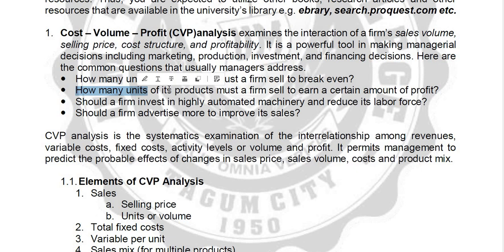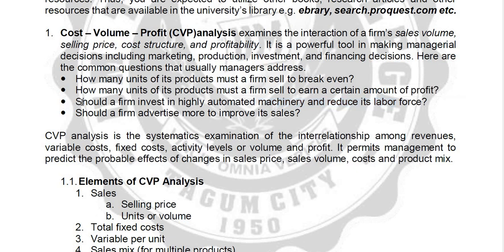Another is how many units of its products must a firm sell to earn a certain amount of profit. So, through CVP, malalaman ng entity or ng management kung ilan ba dapat or how many units or ano ba dapat ang sales volume nila para ma-achieve nila yung kanilang targeted or yung desired profit nila. Another is, should a firm invest in highly automated machinery and reduce its labor force?